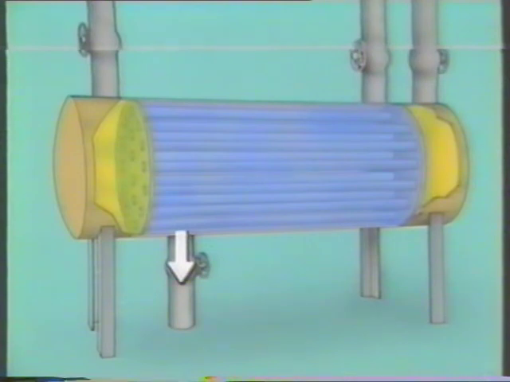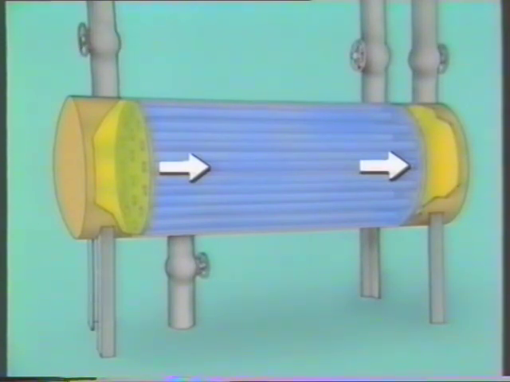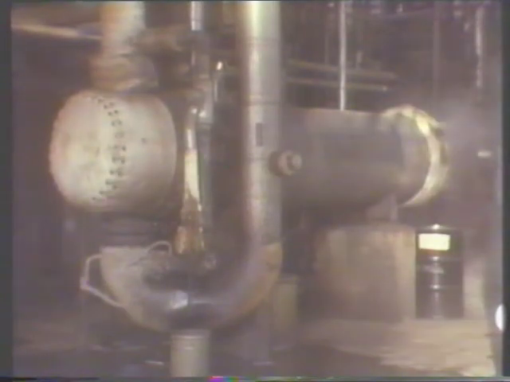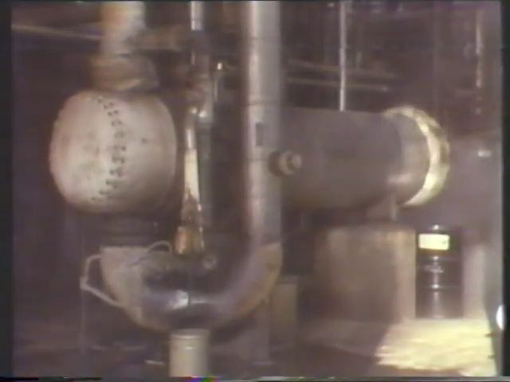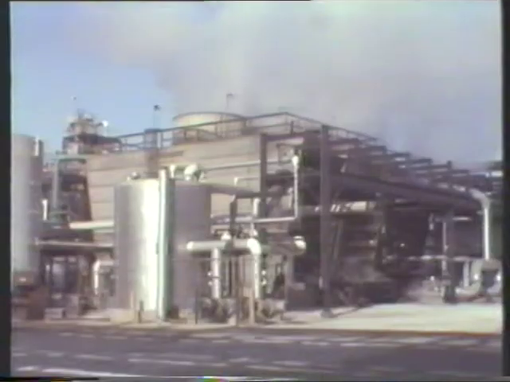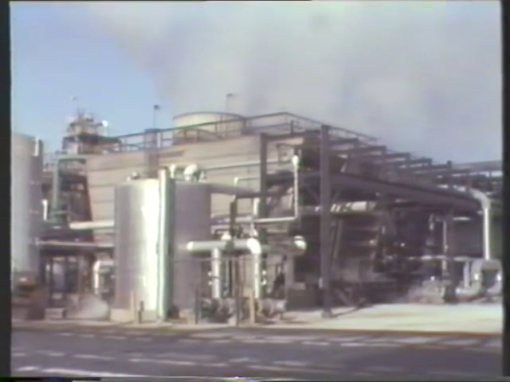This heat is carried away by the cooling water, so the liquid cools down as it flows through the heat exchanger. Shell and tube heat exchangers are very common in the chemical industry. There are several other types of heat exchangers that are also commonly used. Here's another type of heat exchanger.